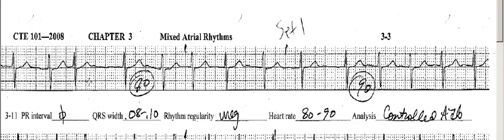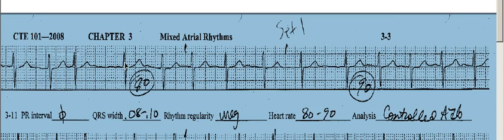Okay, the first thing we're looking at is, well, looks like a very irregularly irregular strip. If I look at this distance between this R wave and this R wave, I see there's 5, 10, 15, 16, 17, at least 18 little boxes.